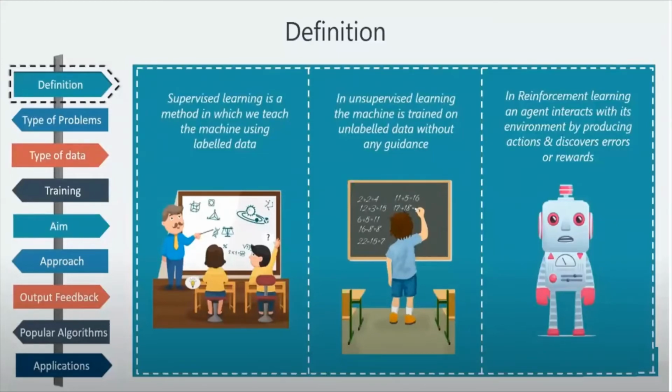Now the next parameter to consider is the types of problems that are solved using supervised, unsupervised, and reinforcement learning. Under supervised learning, we have two main categories of problems: regression problems and classification problems. An important difference between classification and regression is that classification is about predicting a label or class, whereas regression is about predicting a continuous quantity.